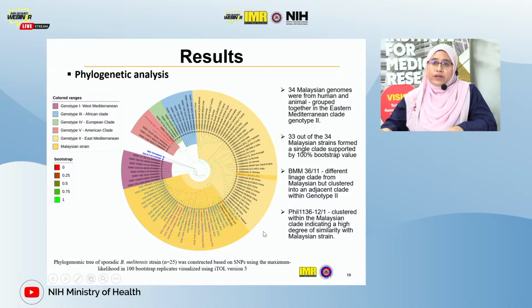Interestingly, we found that BMM36/11, our local strain, is from a slightly different lineage clade from Malaysia, but is still clustered in genotype 2. From the SNP analysis, we also found that one strain from the Philippines, Phil 1136 12/1, clustered within the Malaysian clade, indicating a high degree of similarity with our Malaysian strains.